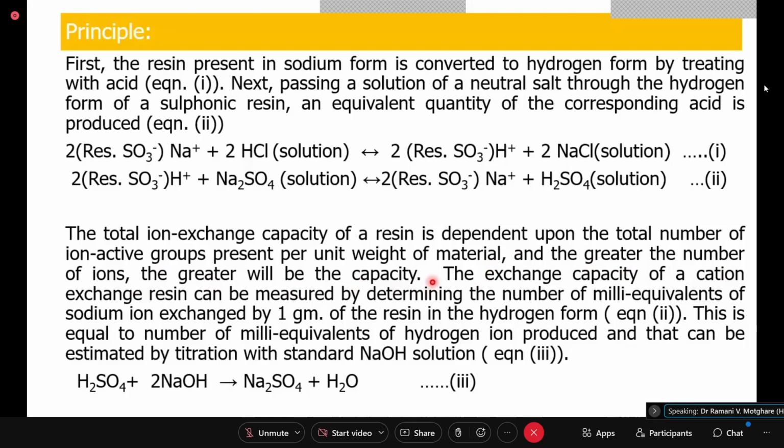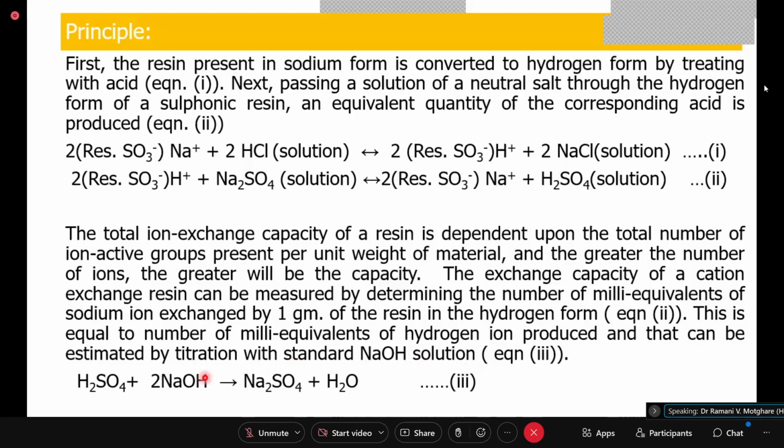Just now I told you. The exchange capacity of a cation exchange resin can be measured by determining the number of milliequivalents of sodium ions exchanged by 1 gram of resin in the hydrogen form. This is equal to the number of milliequivalents of hydrogen ion produced, and that can be estimated by titration with NaOH.